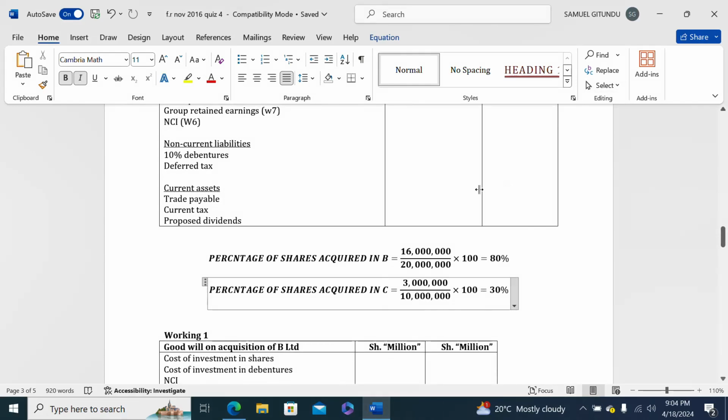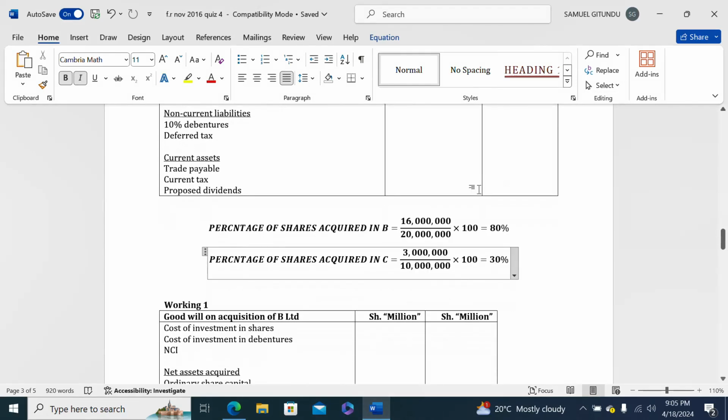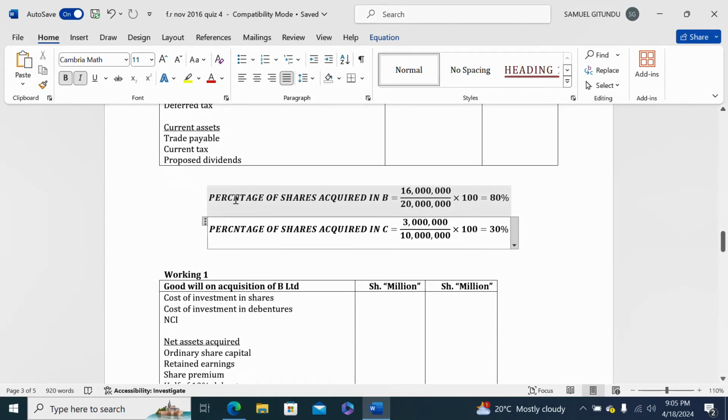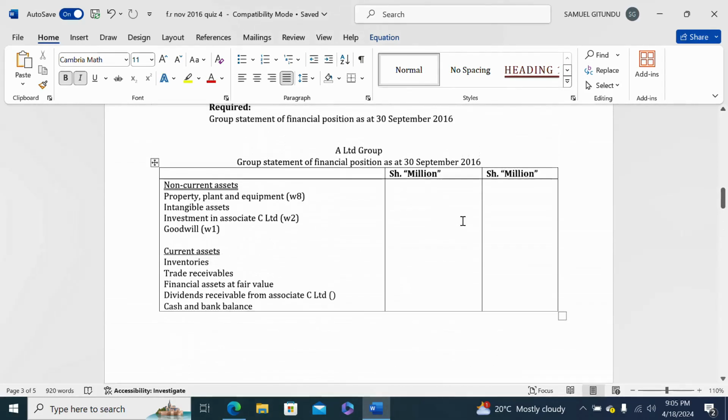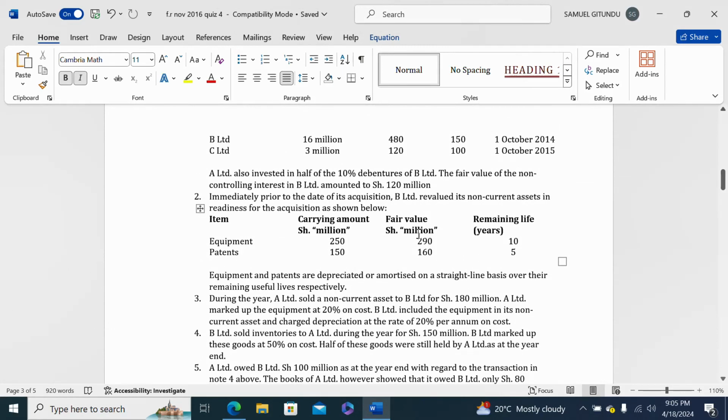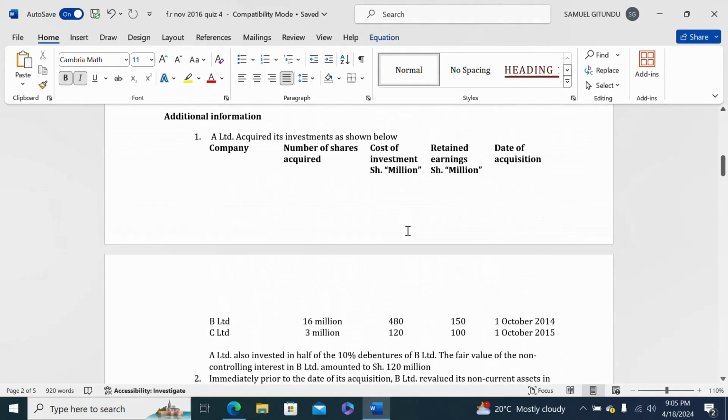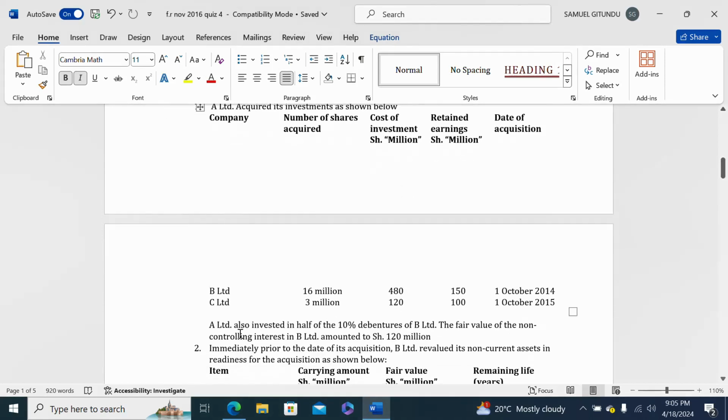Therefore, let us first calculate the goodwill on acquisition of B Limited. We start with the cost of investment in shares. The cost of investment, we have been told, is 480. Then the NCI, the non-controlling interest, remember here we are using the full goodwill method, is 120.